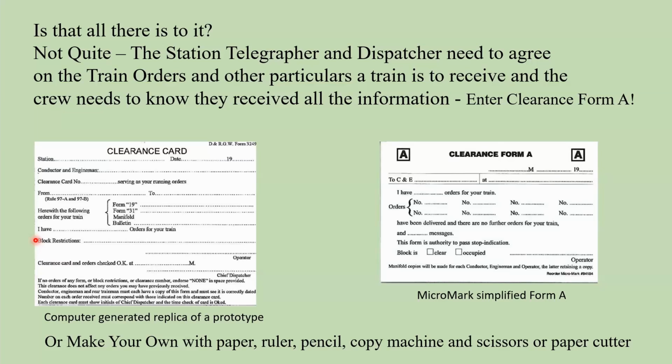Enter the clearance card. So what you see here on the left is one that I generated from the prototype using a computer. And on the right is one you can buy from Micromark. It's a generic clearance Form A. It's on NCR form and it works just great. Or you can make your own with, again, paper, ruler, pencil, and a copy machine, and scissors or a paper cutter.